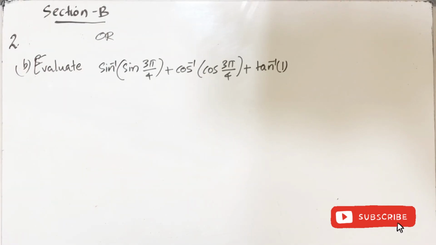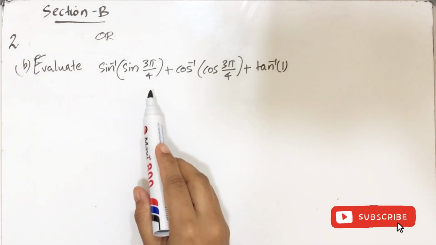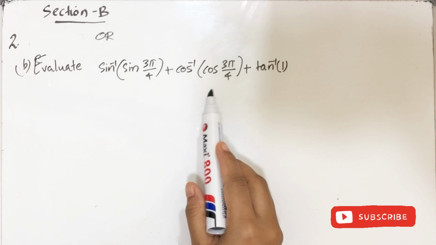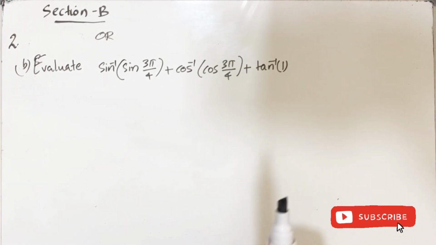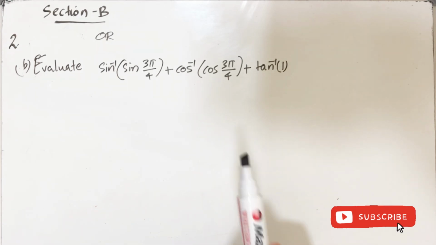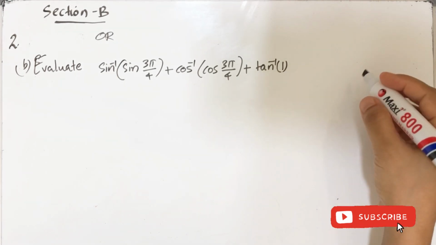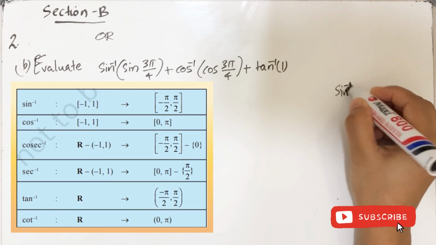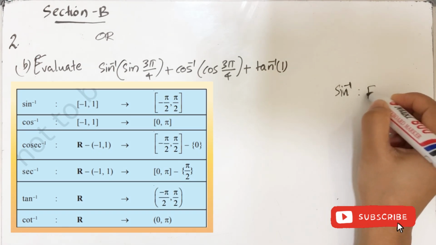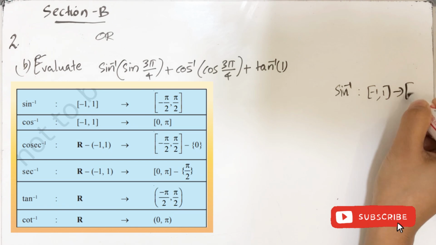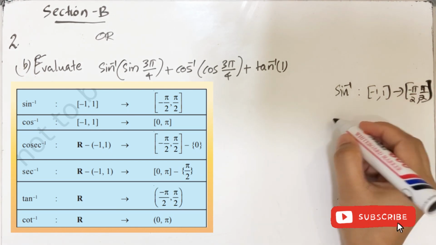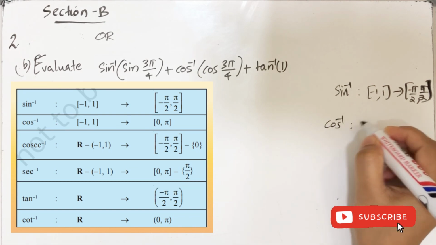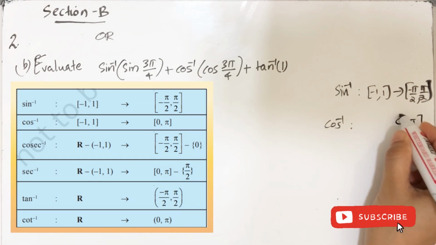And the OR question is from inverse trigonometric functions. Evaluate sine inverse sine 3 pi by 4 plus cos inverse cos 3 pi by 4 plus tan inverse of 1. While you are evaluating, we have to check whether it is in the principal range. Okay, what is the range of sine inverse function? Sine inverse function ranges minus pi by 2 to pi by 2. And cos inverse ranges 0 to pi.